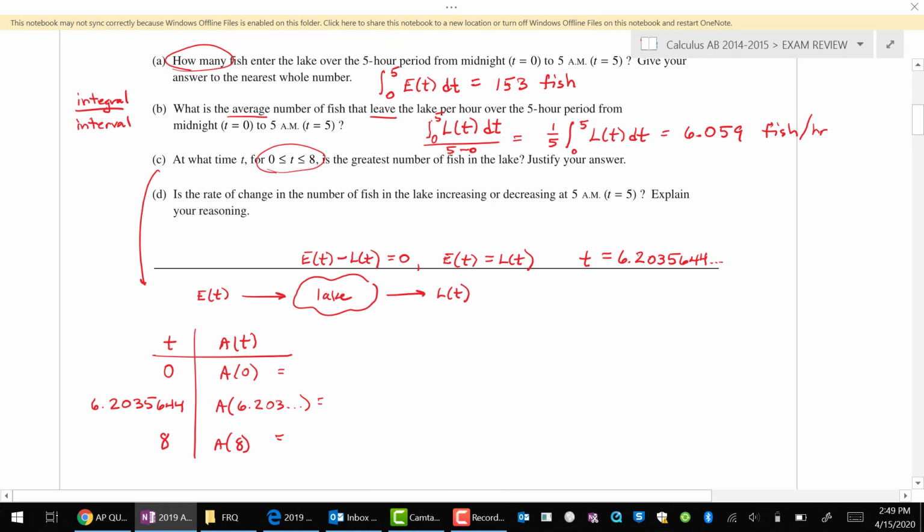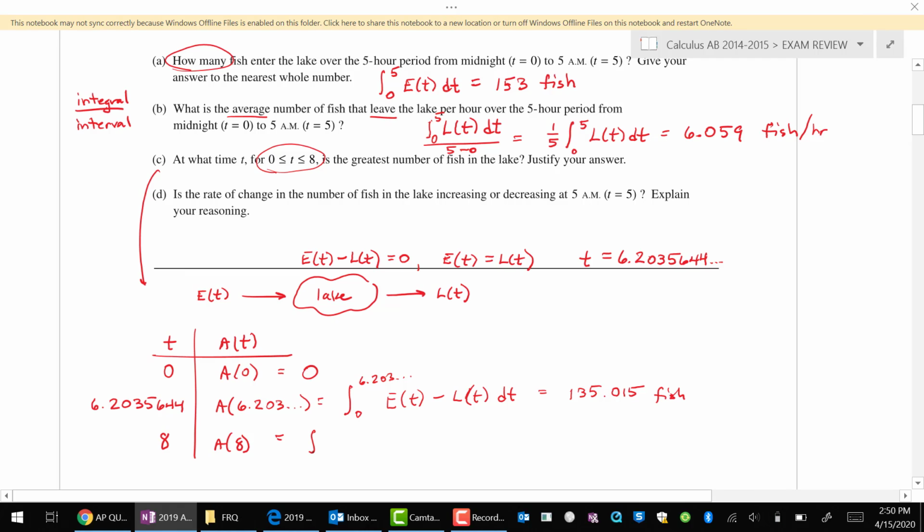Well, at time 0, we'll have a value of 0. At 6.2035644 hours later, to find that, let's integrate from 0 up to 6.203 the rate of change of the fish in the lake, which again is E minus L, the rate in minus the rate out. Use your calculators. We should get about 135.015 fish.